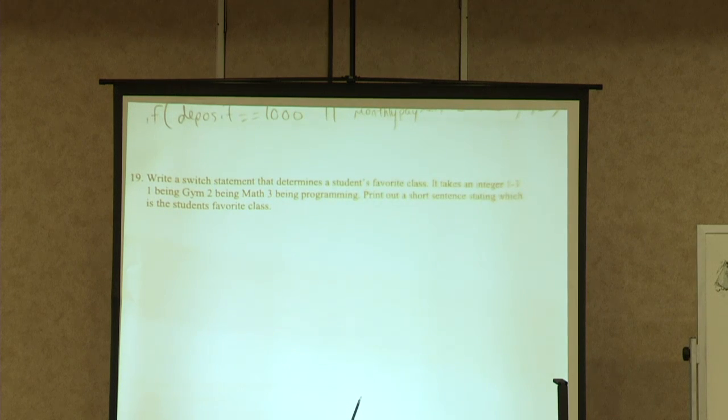Next one is write a switch statement that determines a student's favorite class. It takes an integer, 1 to 3, 1 being gym, 2 being math, 3 being programming. Print out a short sentence stating which choice they made is their favorite class. How would you start that? Assume all variables are there. This is just to try to get the way of you writing switch down.